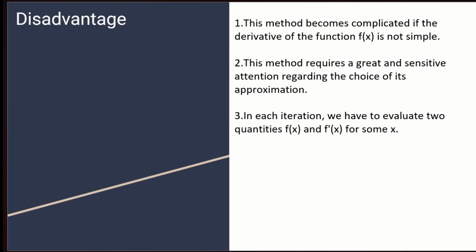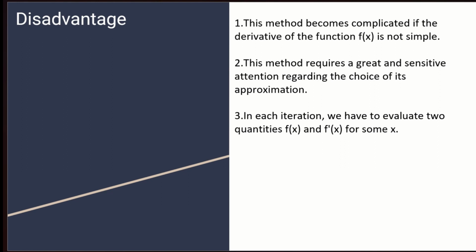If it is far away from the exact solution or far lesser than the solution, then it will take a lot of iterations. To perform those iterations, we will need a lot of time and memory of a computer. So if the assumed answer is in a lesser range or is approximately equal, then it will be easy to get the solution. In each iteration, we have to evaluate two quantities, f(x) and f dash (x), for some x.